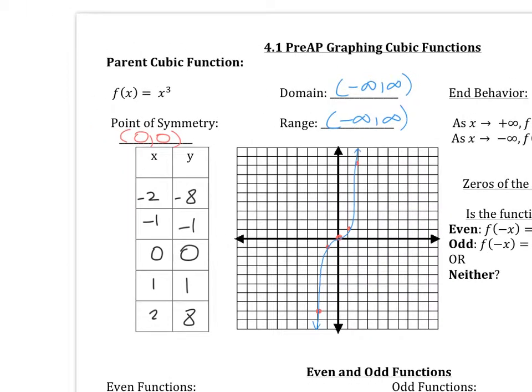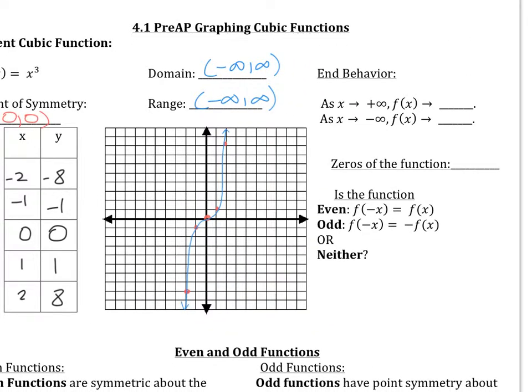Okay? Now, as x tends to infinity, we have to look at the utmost right of the graph. As this is going to the right, it's also going up. So as x tends to infinity, f of x also tends to plus infinity. Now, as x tends to negative infinity, let's look at the utmost left of this graph. As this is going to the left, it's going down. So down means negative infinity.